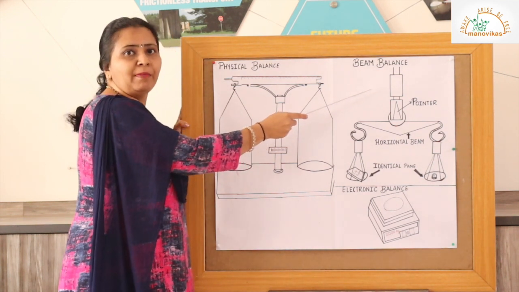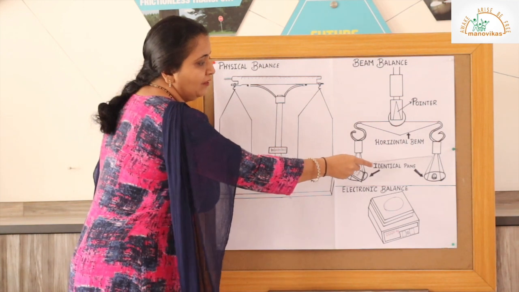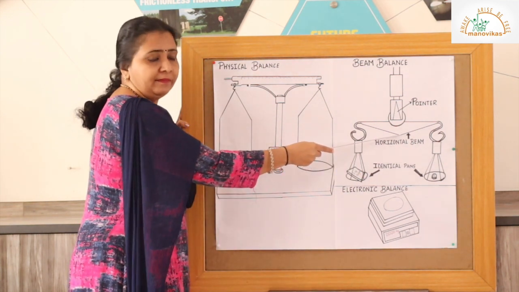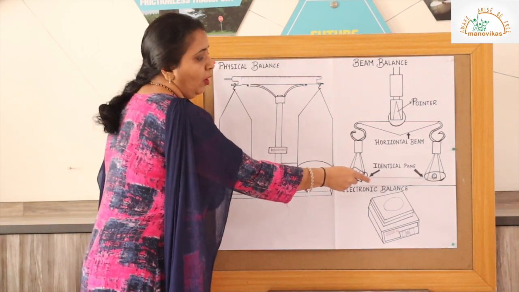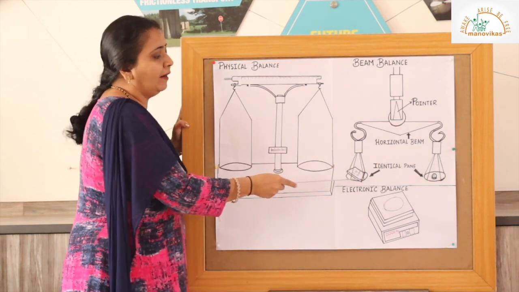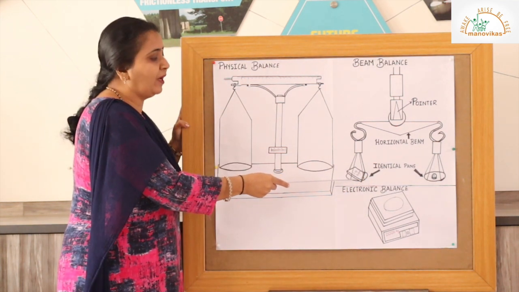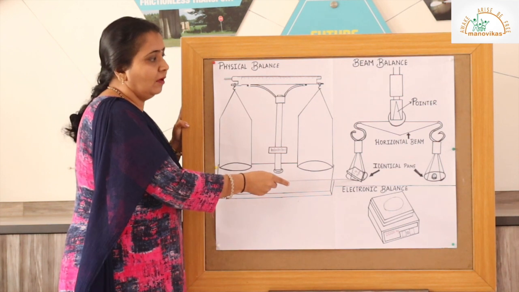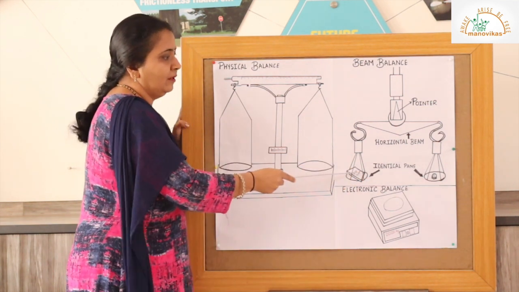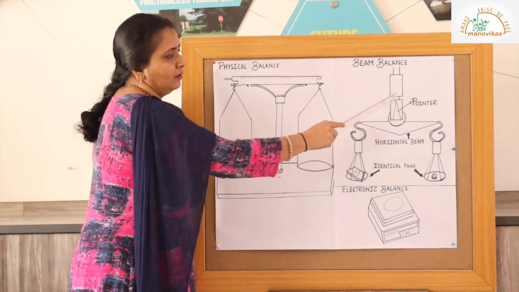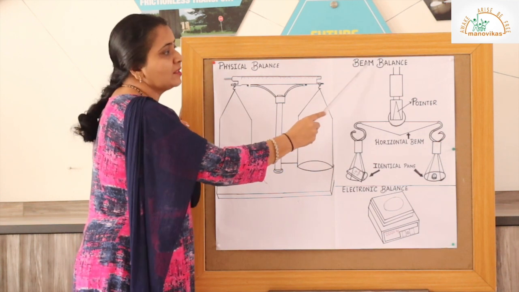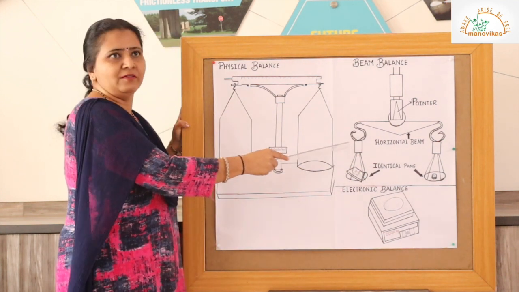First is the beam balance. There are two pans suspended from a horizontal beam. On one side of the pan, the weights are placed, and on the other side of the pan, the object to be weighed is placed. When both the pans become equally loaded, the pointer remains vertical. So this is about the beam balance.